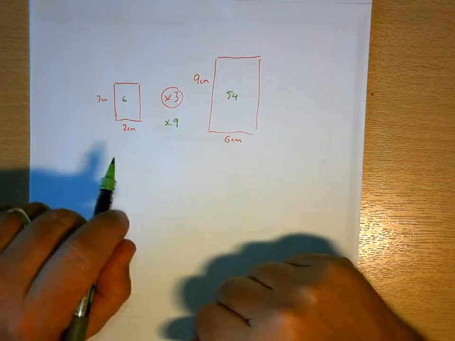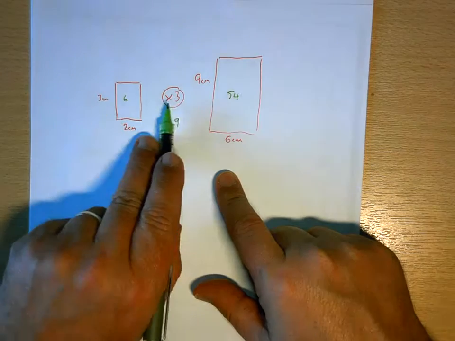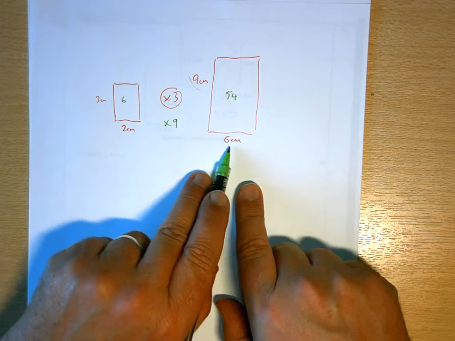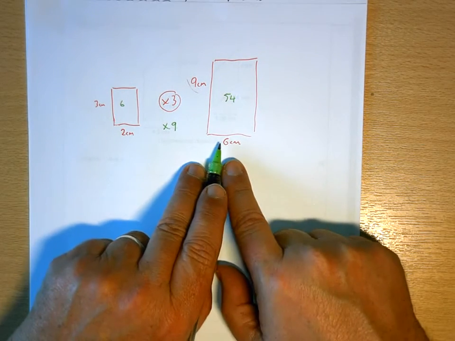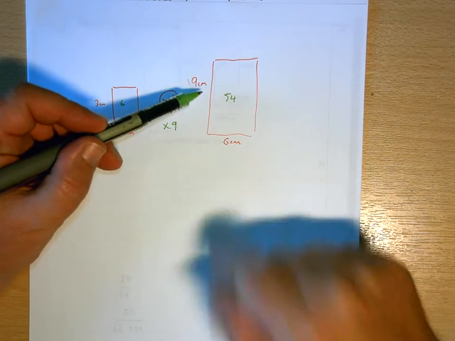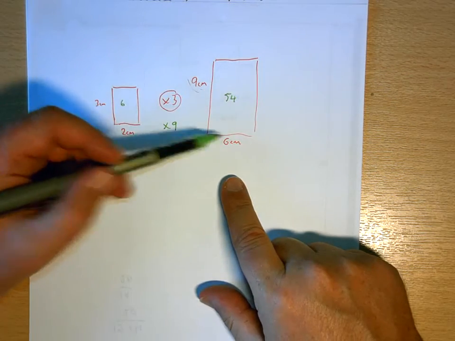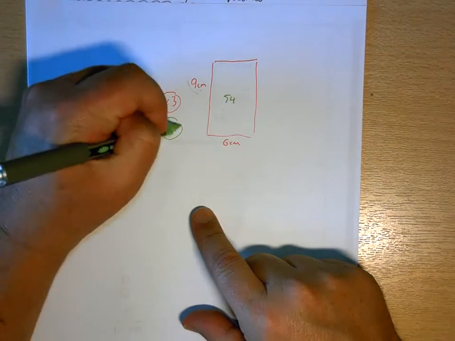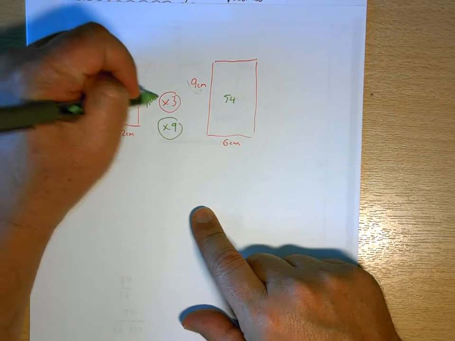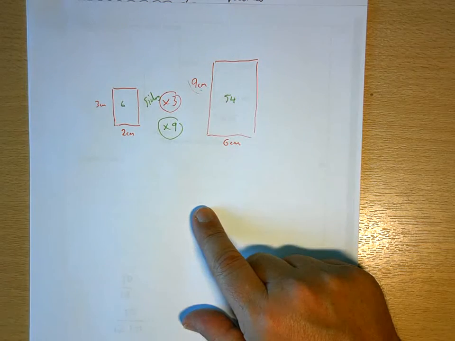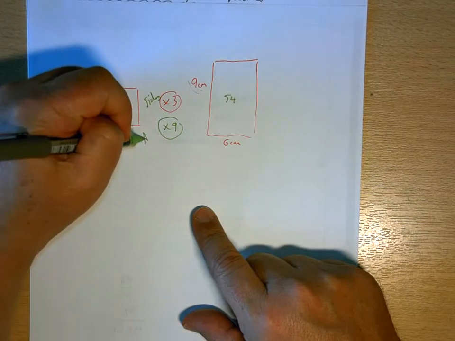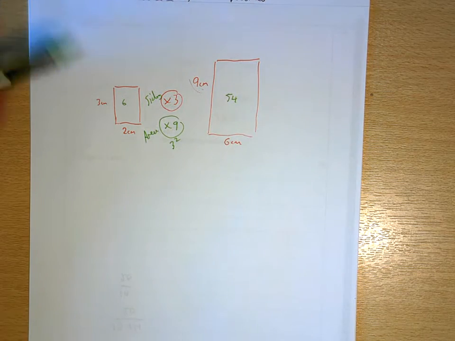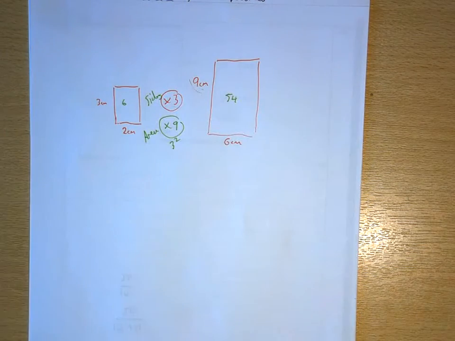And the reason for that is because this side has increased by a scale factor of 3, and this side has also increased by a scale factor of 3. So between them, they've increased by a scale factor of 3 times 3, which is 9. So the sides have got a scale factor of 3. The area has got a scale factor of 3 squared. Whatever the ratio is of the sides, it is squared.